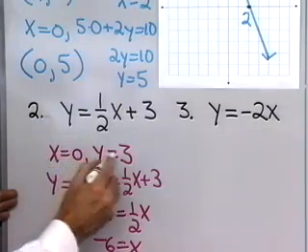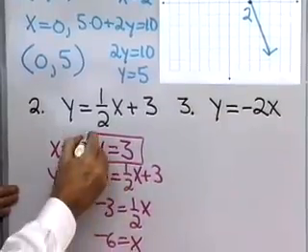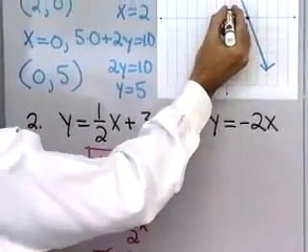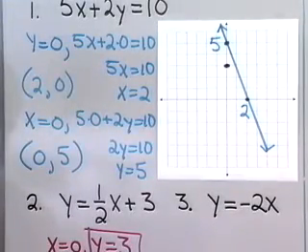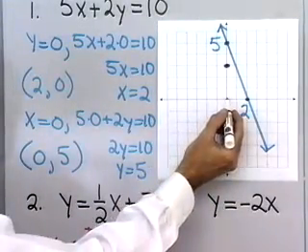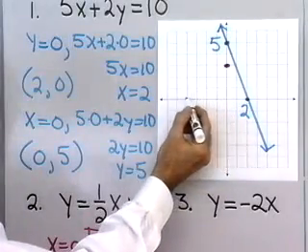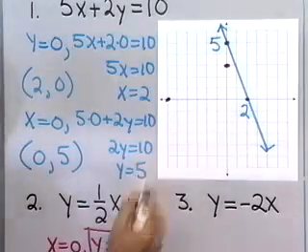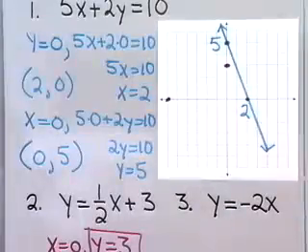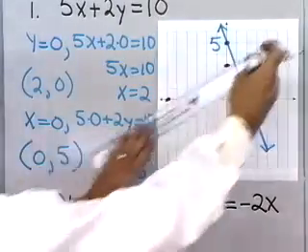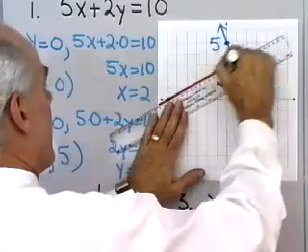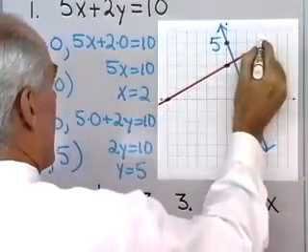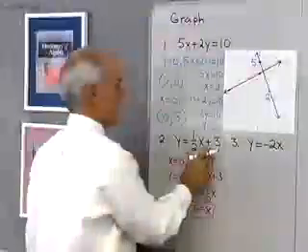So when x is equal to 0, y is equal to 3. That's the y-intercept. So let's go up here 1, 2, 3. And when y is equal to 0, x is equal to negative 6. So it'll be x equal negative 1, 2, 3, 4, 5, 6. That point right there. I'll draw a line between those 2 points, and that will be the graph of that equation, y equal 1/2 x plus 3.